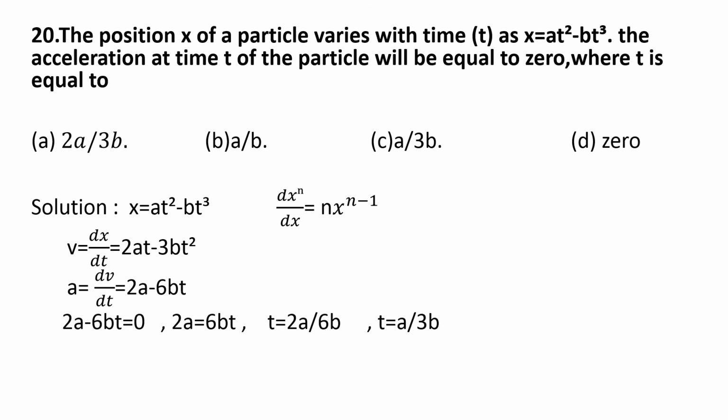While simplifying this, you take minus 6bt to the other side, then it becomes plus. So 2a is equal to 6bt, then here you need to find time. So rearrange this and find t. You get t is equal to 2a divided by 6b. While simplifying, you get a by 3b. So the answer is option C, a by 3b.